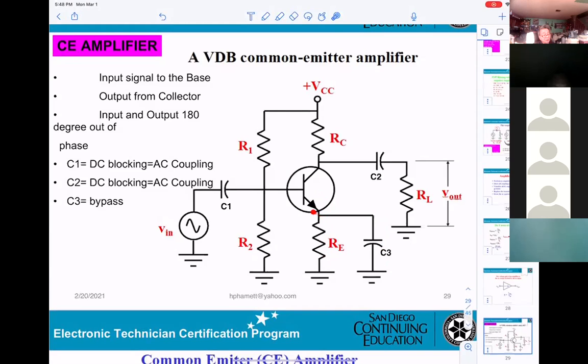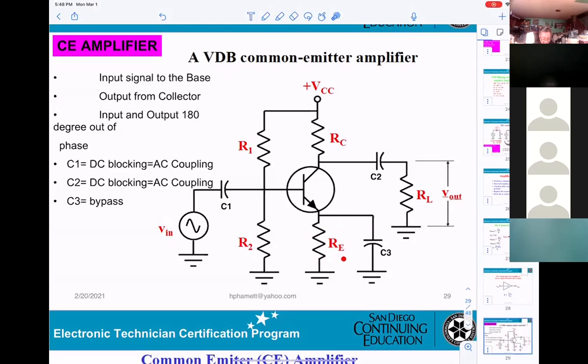So in the AC, if you measure your voltage in here, you get 0, because it is shorted to ground. That's why the name of C3 is bypass. And they can ask you, bypass what? Then you have to understand, it bypasses this resistance.